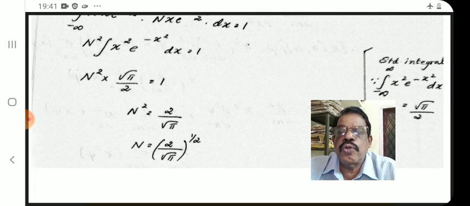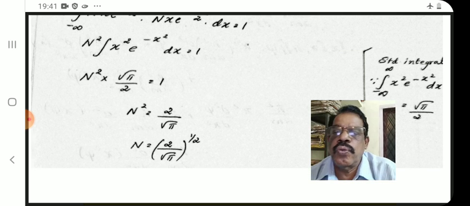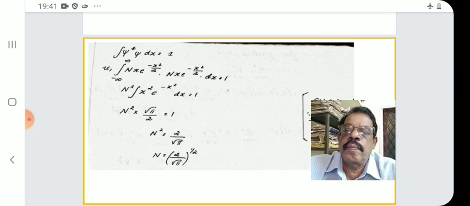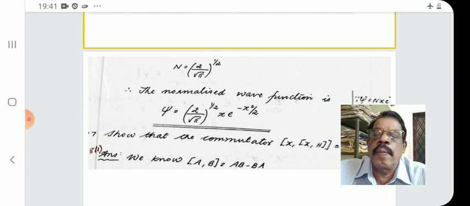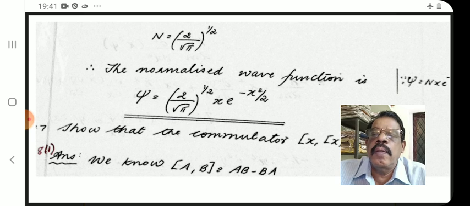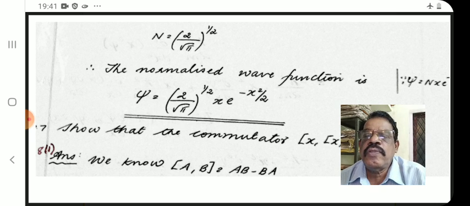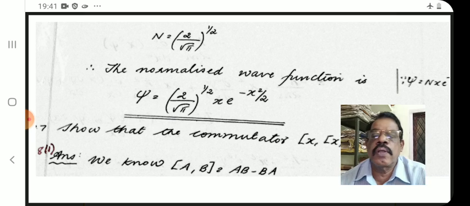N is 2 by root 2 pi raised to 1 by 2. N is 2 by root pi raised to 1 by 2. Therefore, the normalized wave function is psi is equal to 2 by root 2 pi raised to 1 by 2, x e raised to minus x square by 2.